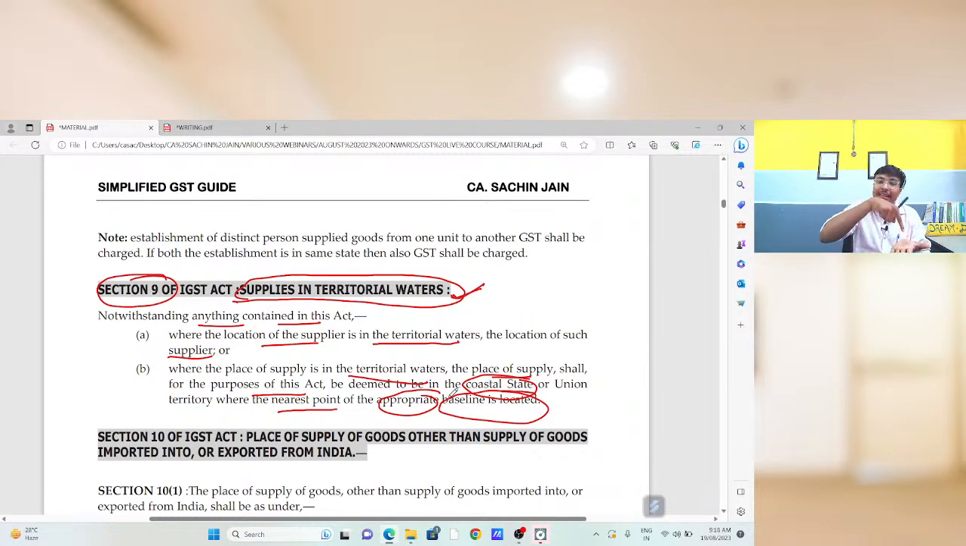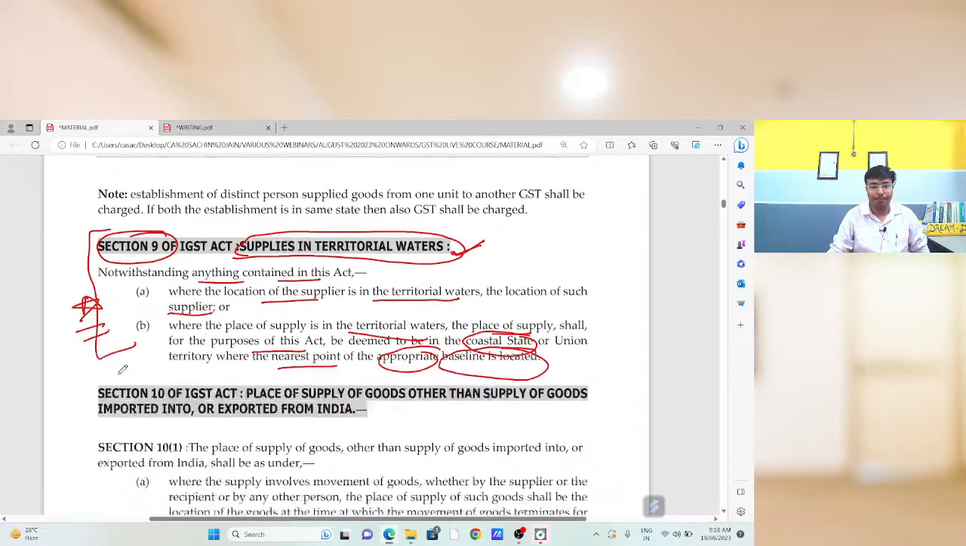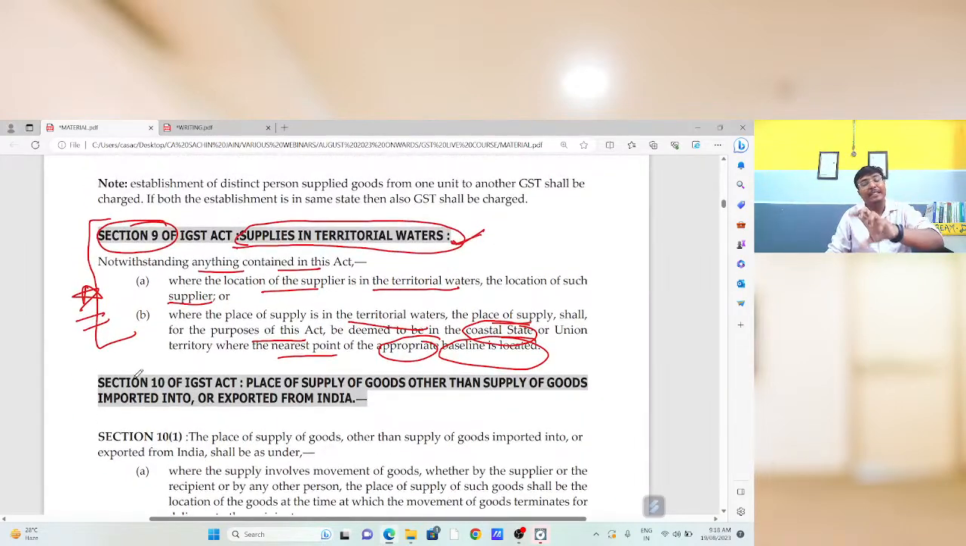That means when the supplier is in territorial water, in that case the location of such supplier we are going to take. Suppose we are making the supply in the sea, and that will be called your territorial water. In that case, the location of the supplier will be treated as the place of supply. But if we cannot decide from that, there is another point: whatever is the nearest coastal area of that sea will be treated as your place of supply. That is the specific situation regarding territorial waters. We are going to take a specific practical example for this concept also.